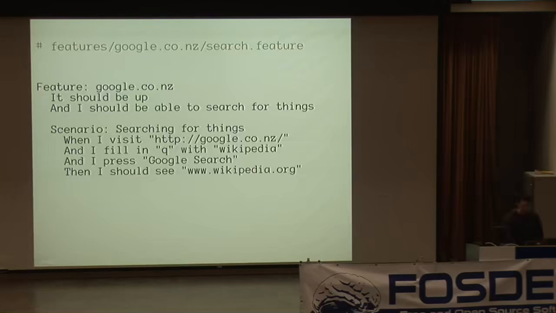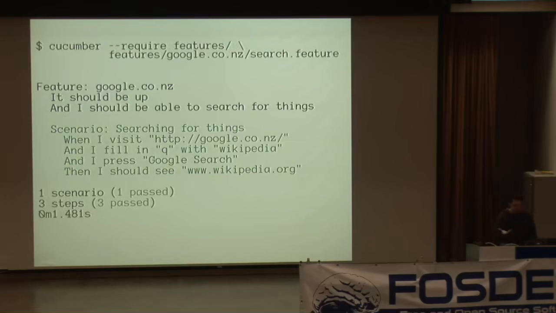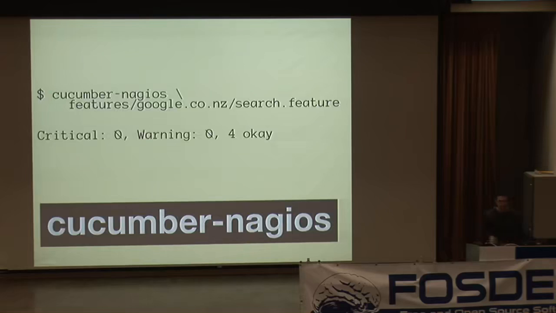So let's just say this is the search feature here. And when you run that, you'll get a bunch of pretty output that says, I ran through all these steps and they all worked and it was fantastic. Cool. So what Cucumber-Nagios does is it does exactly the same thing. It runs through all those steps, and then it will output in the Nagios plugin format whether it worked or not. And it means that you can write these high-level tests in plain human language and plug them into your monitoring system.